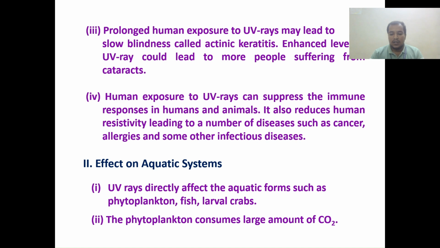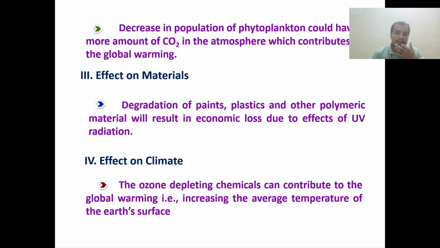And ozone layer depletion also affects the aquatic system, such as phytoplankton, fish, and larval crabs. These are the main effects on aquatic systems. Phytoplankton consumes a large amount of carbon dioxide, so this is a main factor. A decrease in the phytoplankton population would mean more carbon dioxide in the atmosphere, which will contribute to global warming.